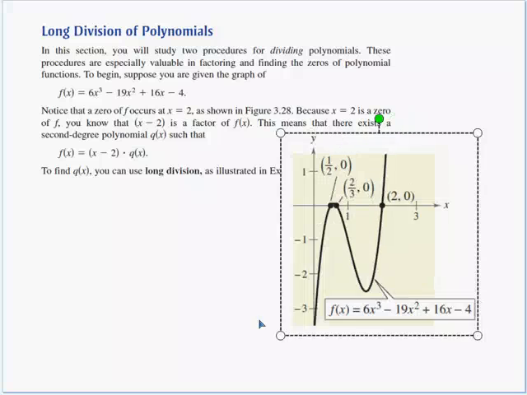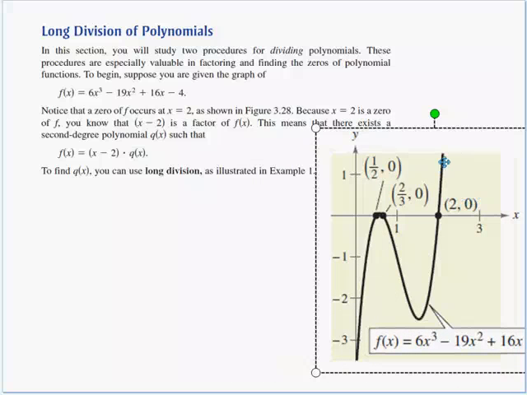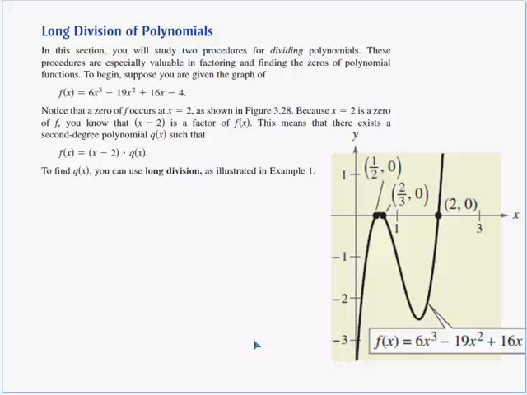So here's the graph. Again, in the long run, off to the right, we will go off to infinity. Here on the left, we will head down toward negative infinity. And our y-intercept is just off the graph. It would be down here at -4. So it says, notice that a zero occurs at x equals 2. So here at 2, we cross the x-axis.